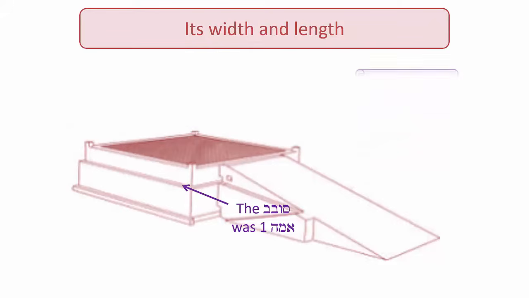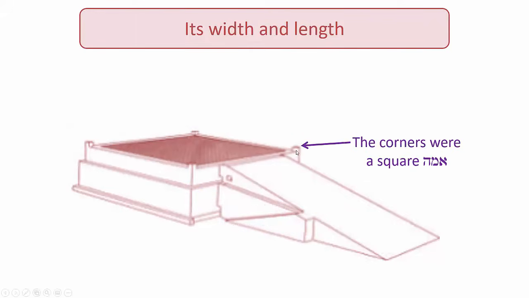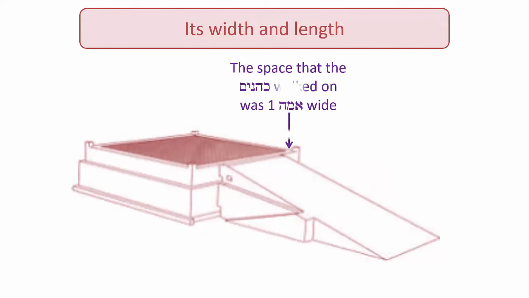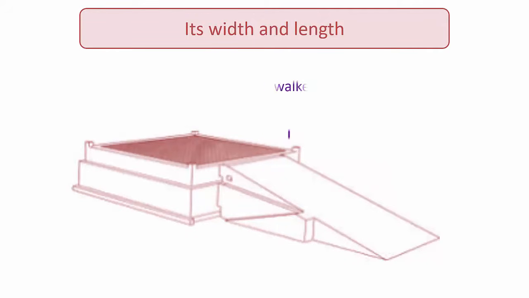Now as we go up further along the Mizbeach, we have on the corners the kronos, and they were also an amma by an amma in their width and length. And then there was an area for the Kehanim to walk on that was also an amma. So according to this, we see that the Mizbeach got 4 ammas smaller on each side. 1 amma for the Yesod, 1 amma for the Seviv, 1 amma for the kronos, and 1 amma where the Kehanim walked. So that means it went down 8 amos, because we have to go down 4 amos from each side. So instead of being 32 amos by 32 amos, it went down to be 24 amos by 24 amos.